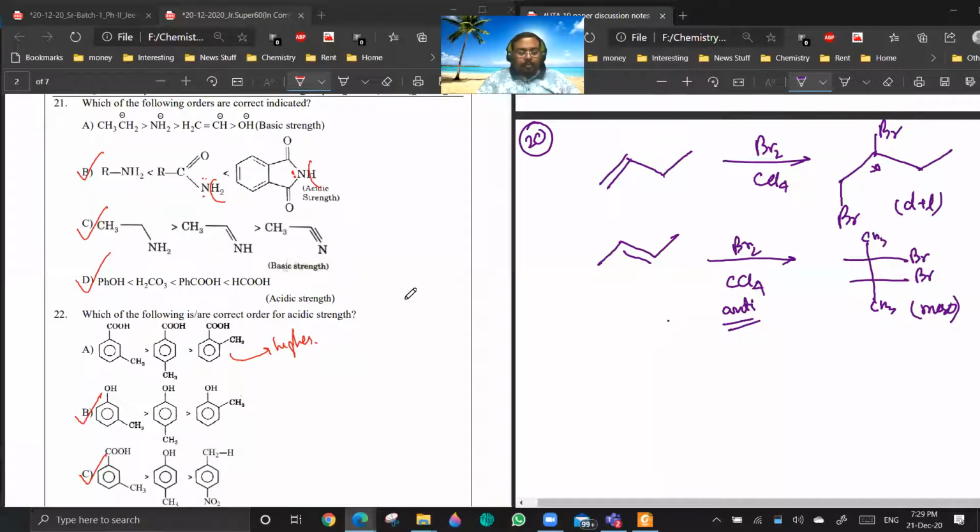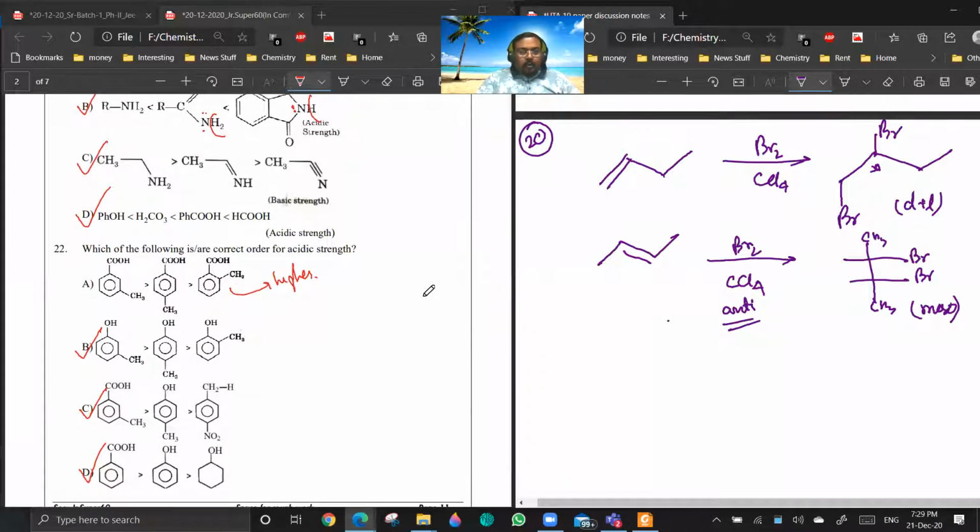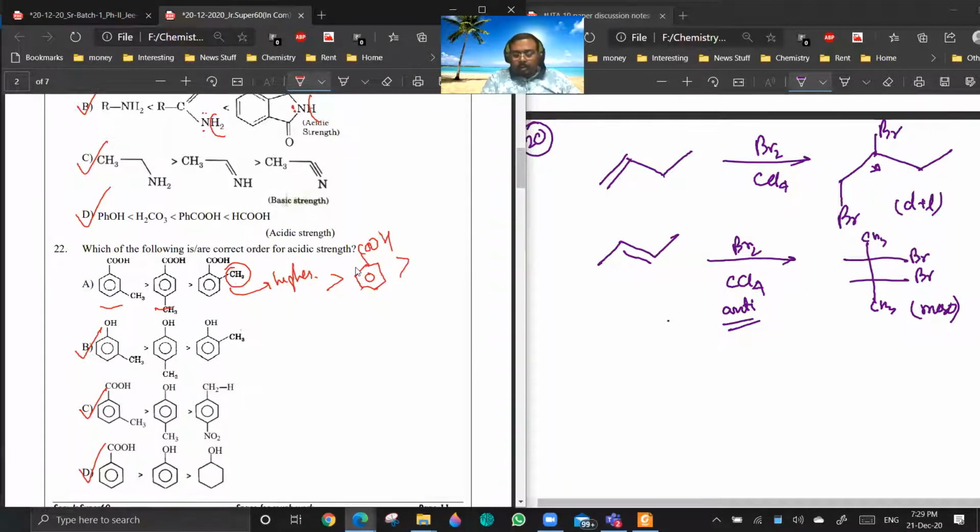Question paper is good. 21, 22. Sir, 22 option 1. Ortho effect means that ortho substituted benzoic acid will have higher acidity than benzoic acid itself. Okay, so this will be higher than COOH. These two will be having lower than COOH. In fact, it will be something like this. This is 1, then this is 2, then this is 3, 4. Are you getting the point?